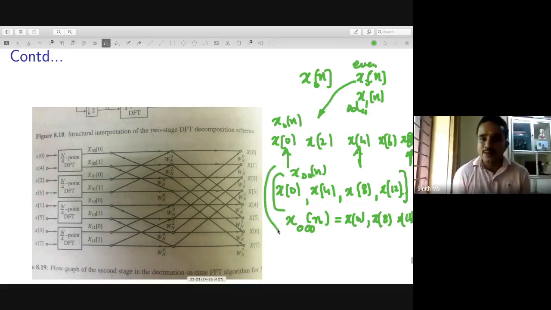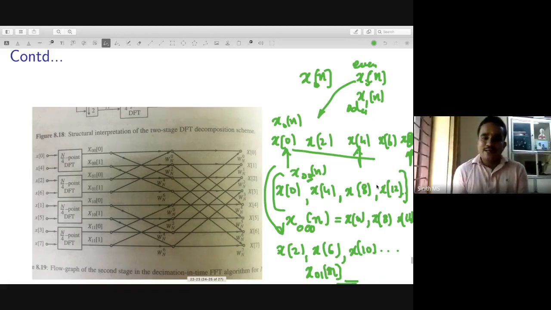Now if you take the odd terms, you get x2, x6, x10, etc. And this you represent as x01n. We use this representation: from the odd terms you again find odd and even. So 1 may represent the odd term, 0 may represent the even term. Like that, from the representation itself, you will be able to see what sequences you have taken.